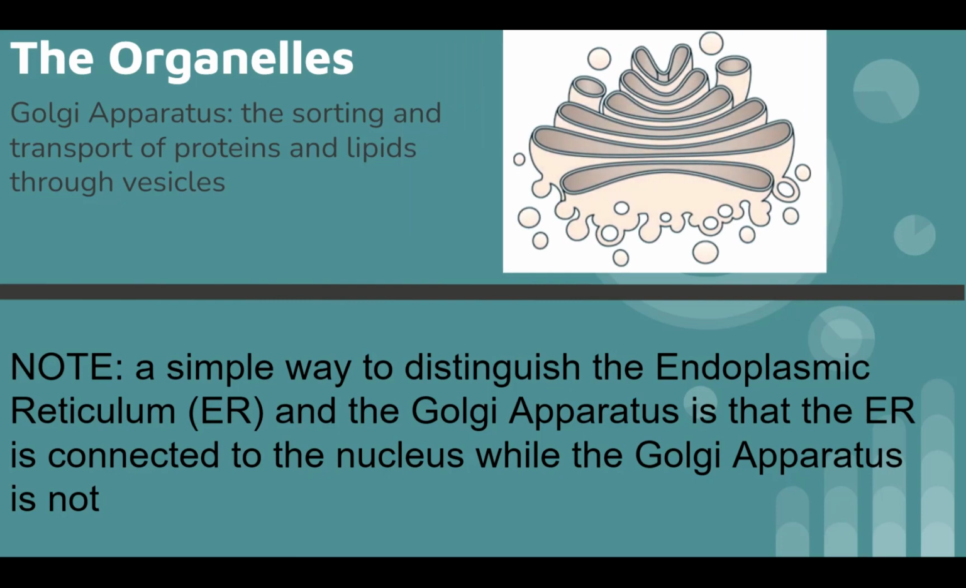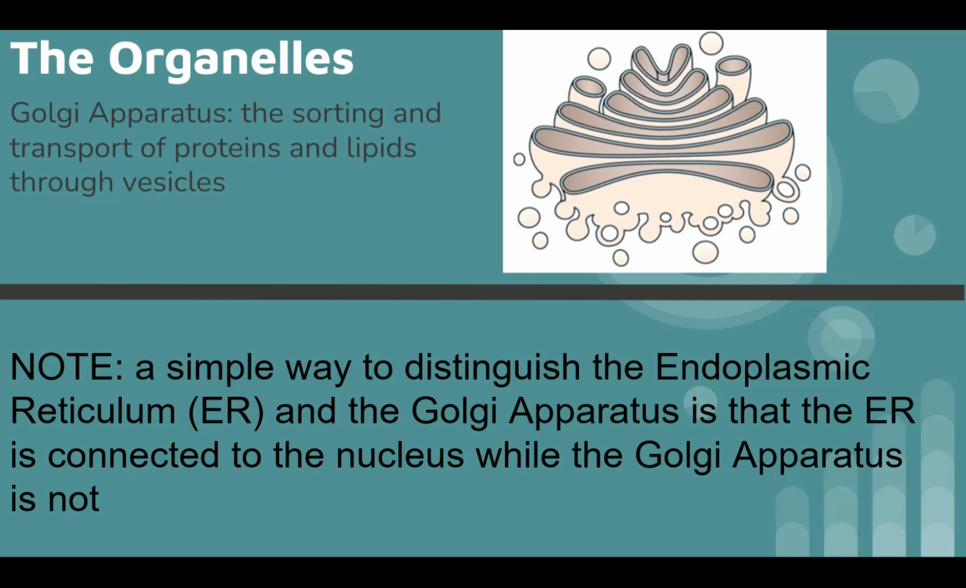Now, the Golgi apparatus is the sorting and transport of proteins and lipids through the vesicles, and it is basically a mailing system which takes things in, repackages them, sorts them, and sends them out throughout the cell or even out of the cell.